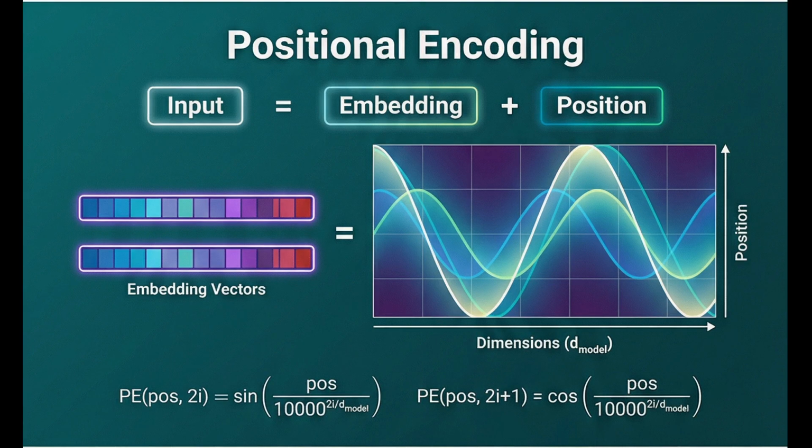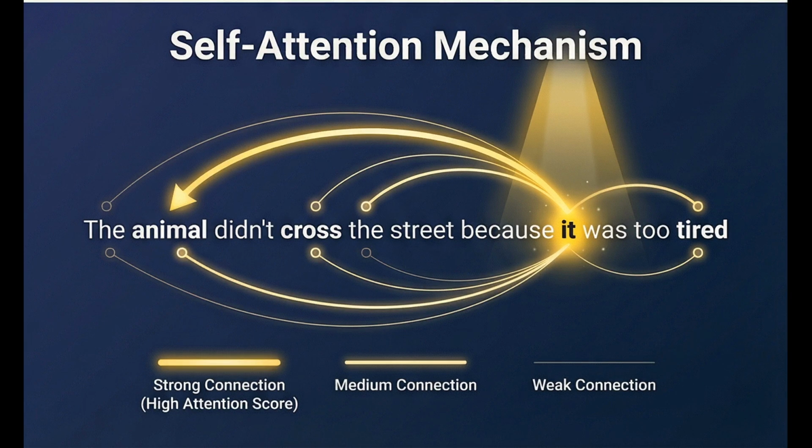Since the transformer sees all words simultaneously, it has no inherent sense of order. To fix this, we inject positional encodings. These are specific wave patterns added to the word embeddings. Using sine and cosine functions at different frequencies, they give the model a unique signature for every position in the sequence. Now for the heart of the system, self-attention.